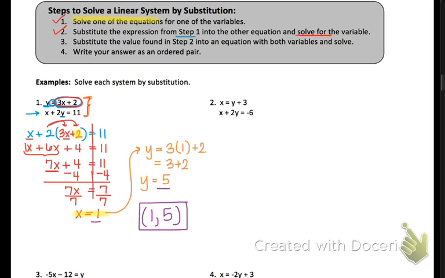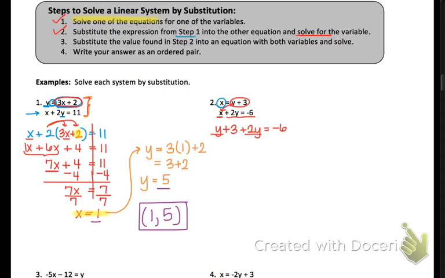Okay, let's look at another example really quickly. In number 2, first question is one of the equations solved for a variable? And it is, and this is what I was talking about before. It does not have to be y. This one is solved for x, and that's okay. So that means we are going to take the y plus 3 and replace the x in the second equation. So I'm going to take out the x and put in y plus 3 instead. And then the rest of the equation stays the same. Plus 2y equals negative 6.